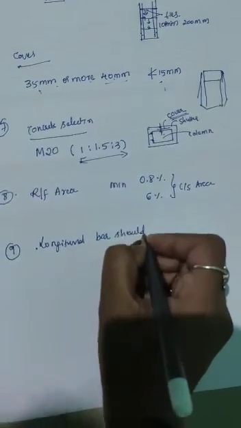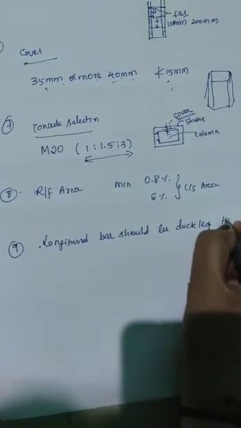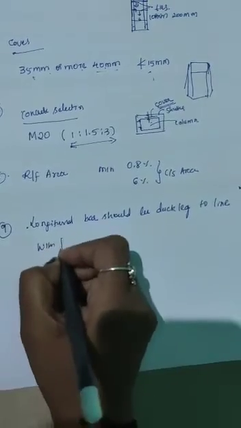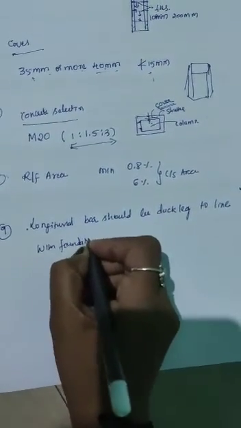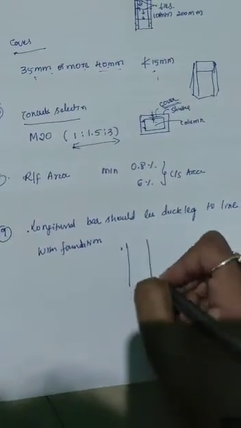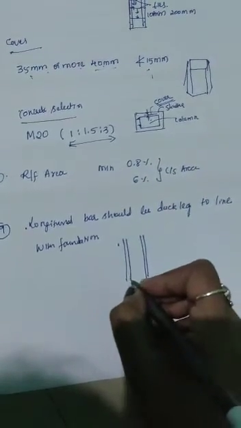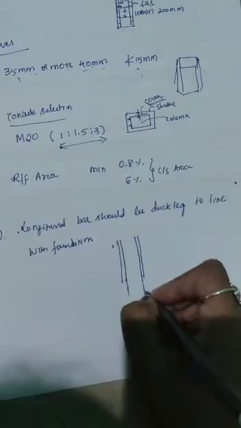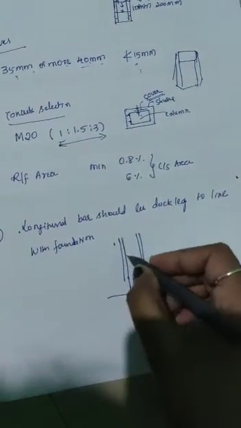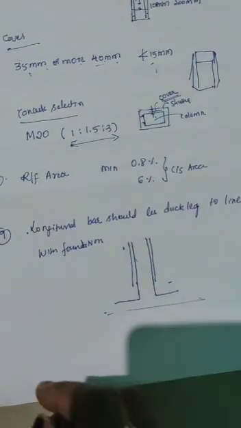Next, the 9th one, that is the longitudinal bar should be dog leg to link with the foundation. What is the meaning of this? See, this is a column, right? This is your longitudinal bars. If this is your foundation, then to link with this foundation, the longitudinal bar should be dog leg in line with its foundation. This is nothing but that.